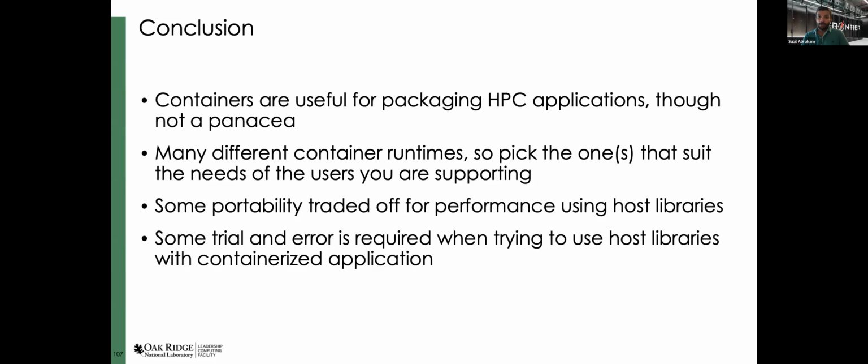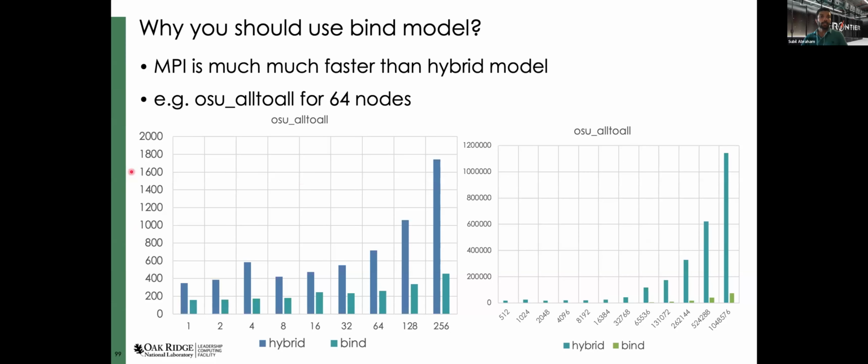Anonymous participant asks, on the slide titled "Why should you use bind mode?", what are the units on the X and Y axis? So let me go back to that. The x-axis is the message size for the OSU all-to-all benchmark. This is in bytes, so 1 byte, 2 bytes, 4 bytes, 8 bytes, and this is milliseconds.